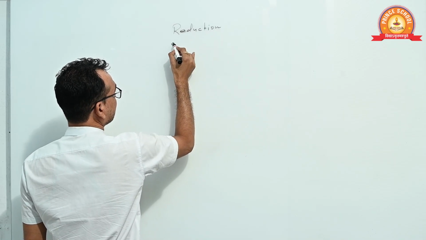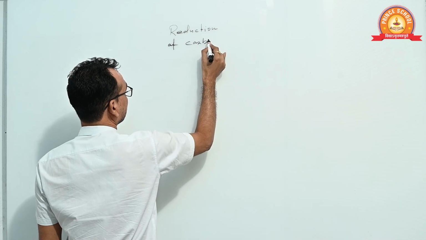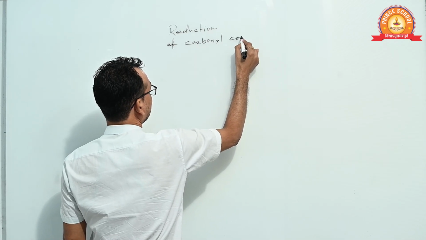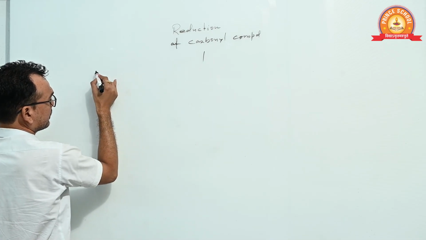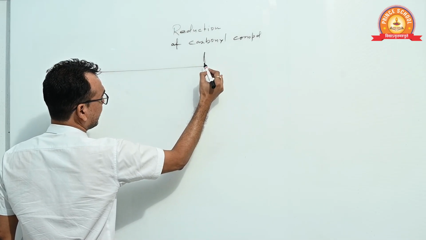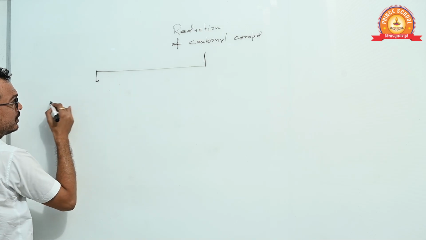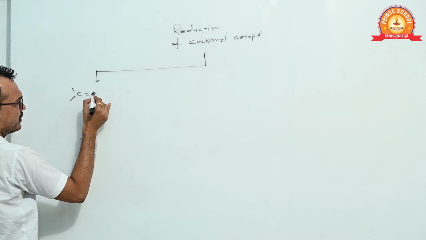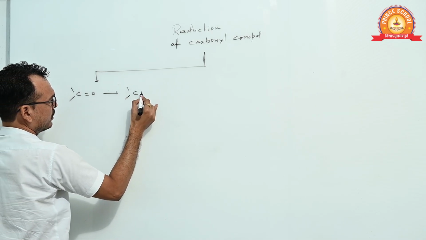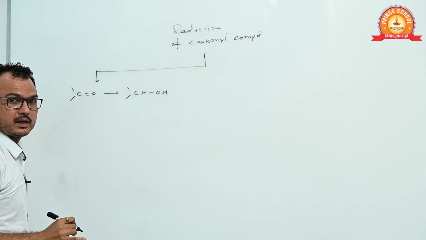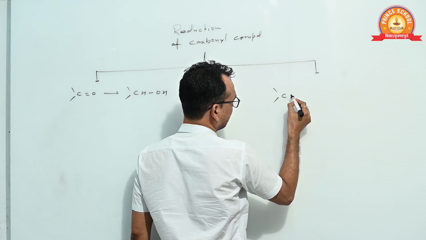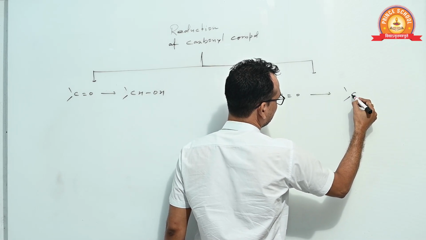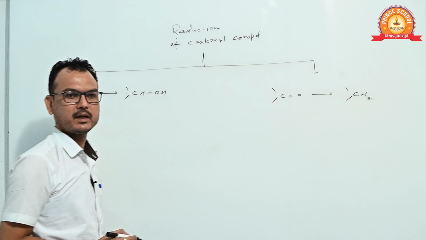Reduction of carbonyl compound. Reduction of carbonyl compound is of two types: when C double bond O is reduced into CHOH, and when C double bond O is reduced into hydrocarbon. Is that clear?